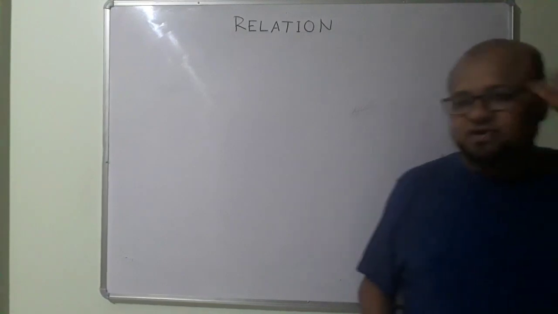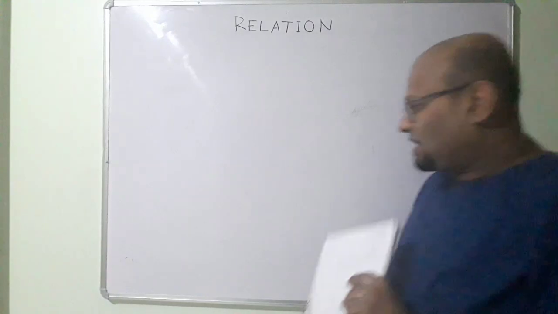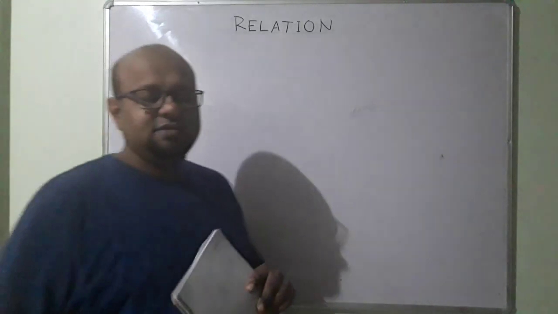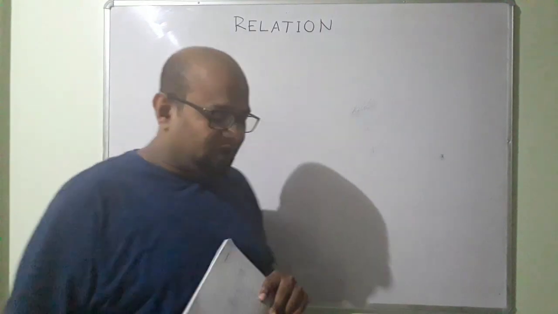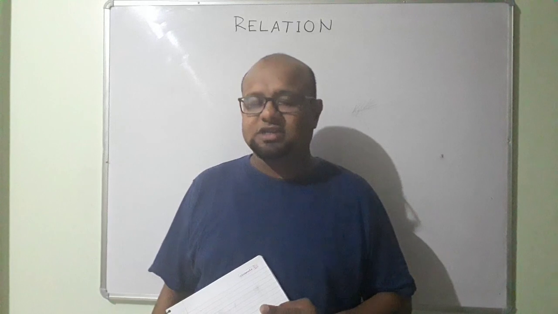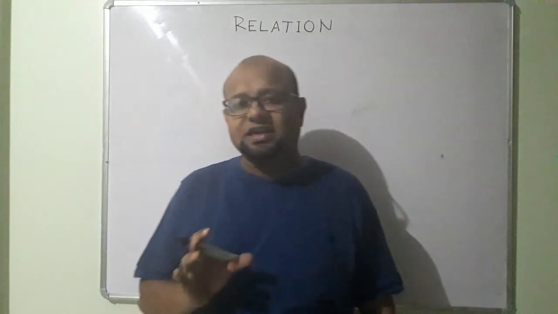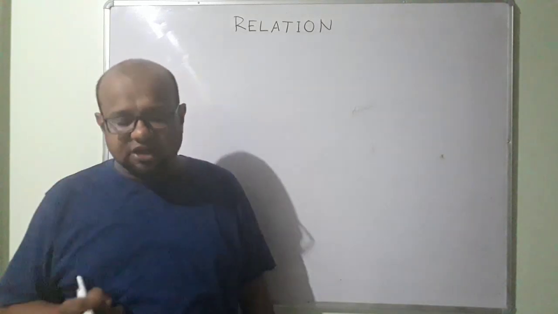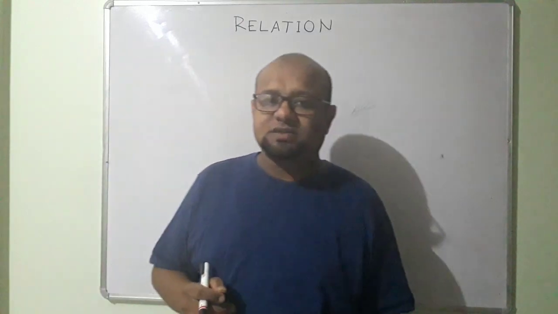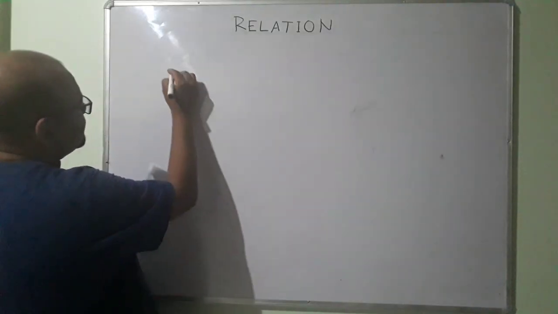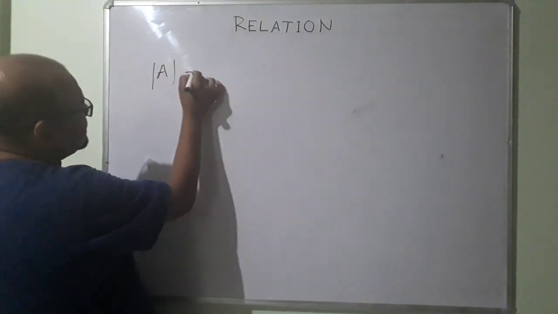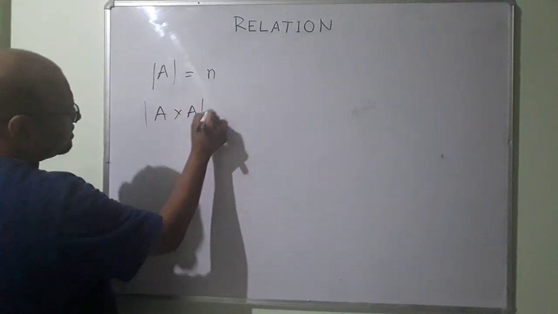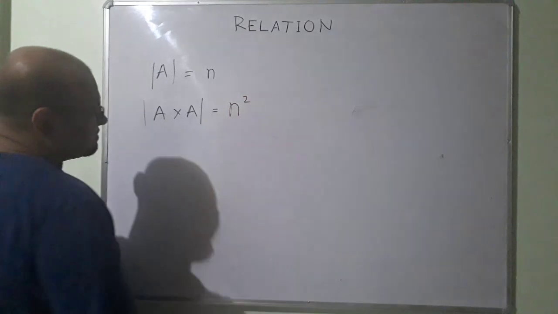We are going to count the number of relations. How many relations are possible on a set with n elements? That is the question. So what is a relation? A relation is a subset of the Cartesian product, right? So how many elements may be there in the Cartesian product? As this set A has n elements, the Cartesian product will have n square elements.